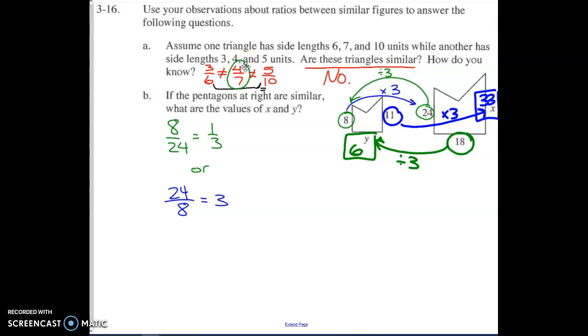There's a couple different ways to do it. I looked at it 2 different ways. I said, well, the 8 and the 24 match up. So you could either divide by 3 or multiply by 3. To get y, I would divide by 3, and I get 6. To get x, I multiplied by 3, and I got 33. Again, we can pause here if we need to get this written down or fixed.